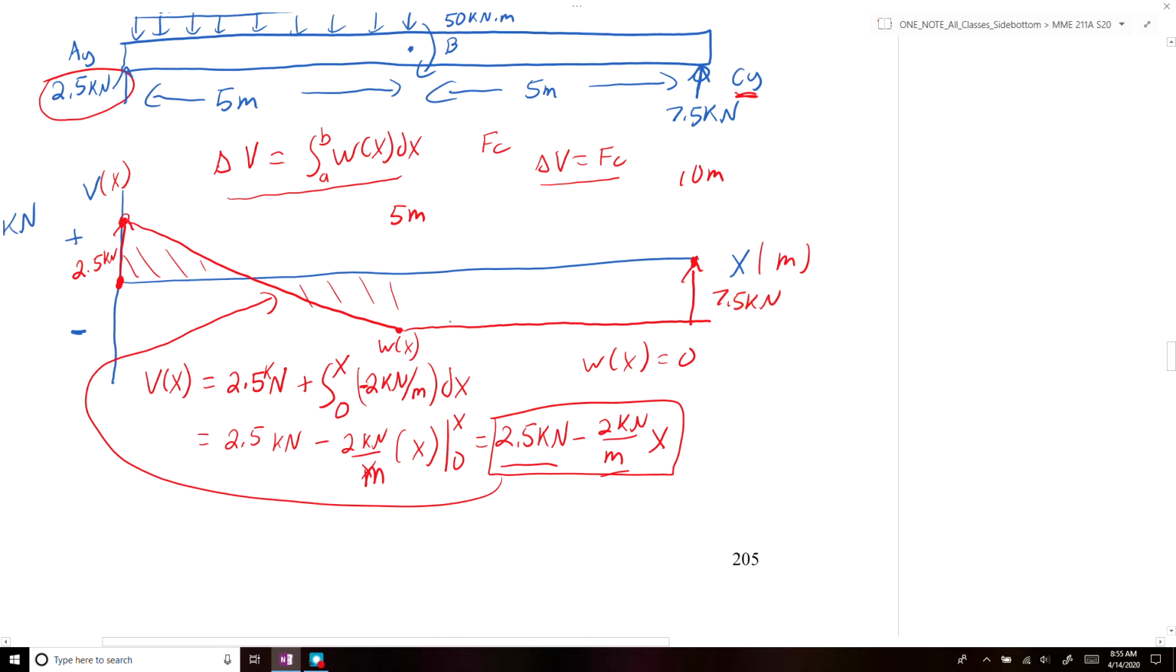The height of our shear diagram from 5 meters to 10 meters: if we plug x equal to 5 meters into this equation, we get 2.5 kilonewtons minus 2 kilonewtons per meter times 5 meters. That's equal to 2.5 kilonewtons minus 10 kilonewtons, which is equal to minus 7.5 kilonewtons.